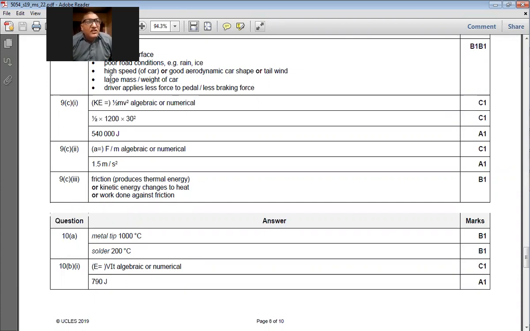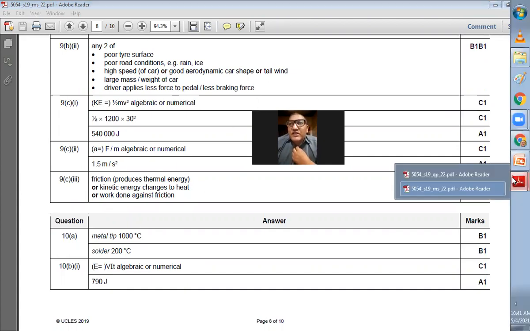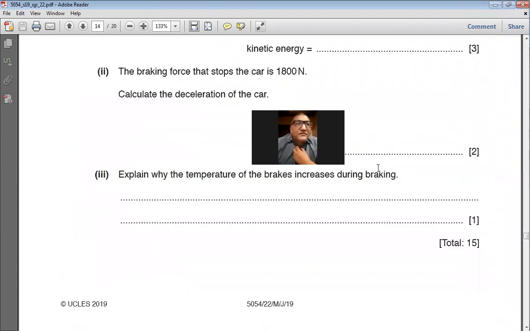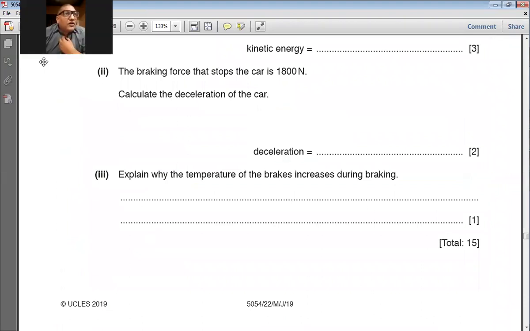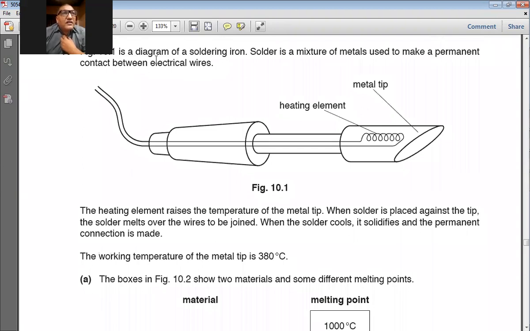So this was question number 9. We are done with question number 9. So let's move to the next part. The next question will be question number 10. So here we go. Question number 10 is coming up on your screen.